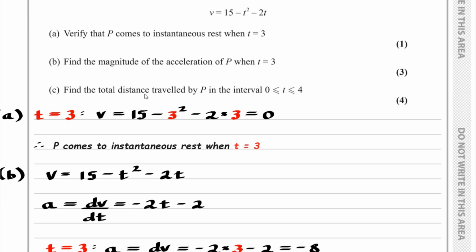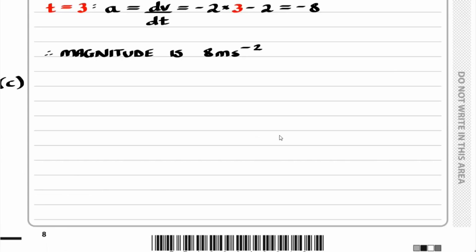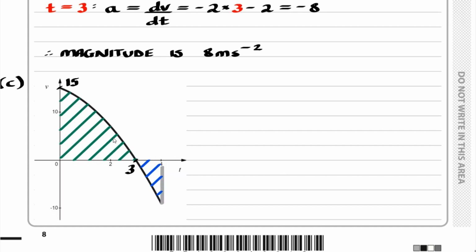Part C, we have to find the total distance travelled by P in the interval 0 ≤ t ≤ 4. At this point, it's a good idea to sketch the graph of v against t. So, if I sketch the graph, we've got the graph of v against t, and at t equals 3, the velocity v is equal to 0. And we've got two portions here. We've got the portion above the t-axis and the portion below the t-axis.